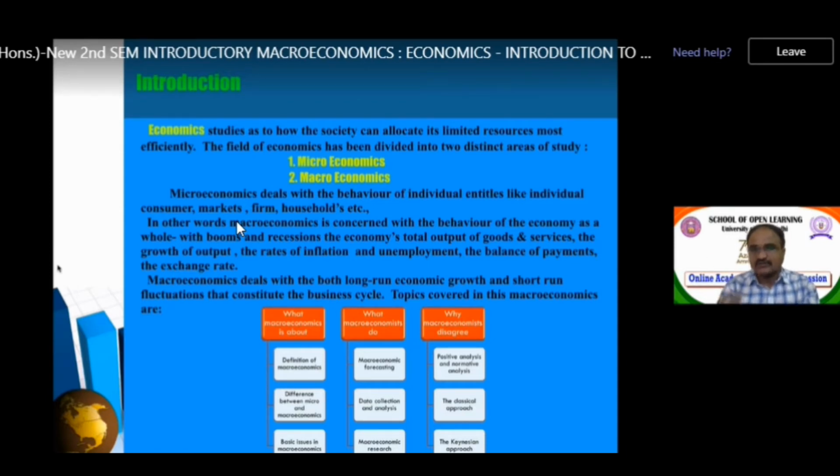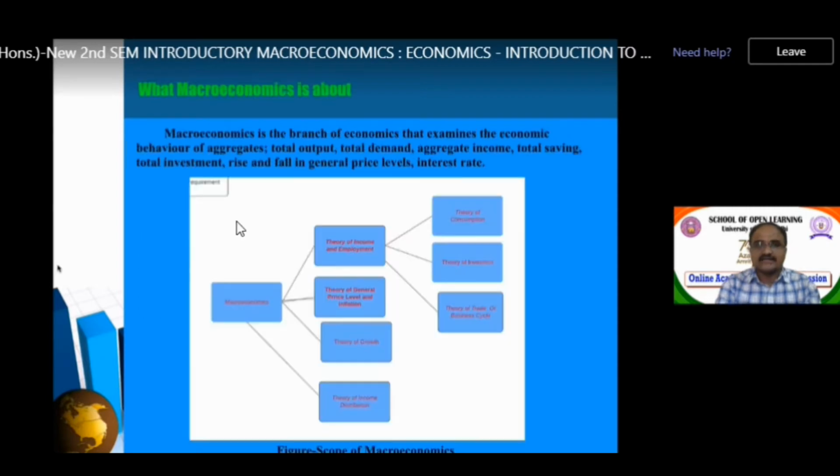So in that case, we have to learn what the classical approach is and what the Keynesian approach is too. Right. Next, coming to the first part, we have learned what macroeconomics is about.